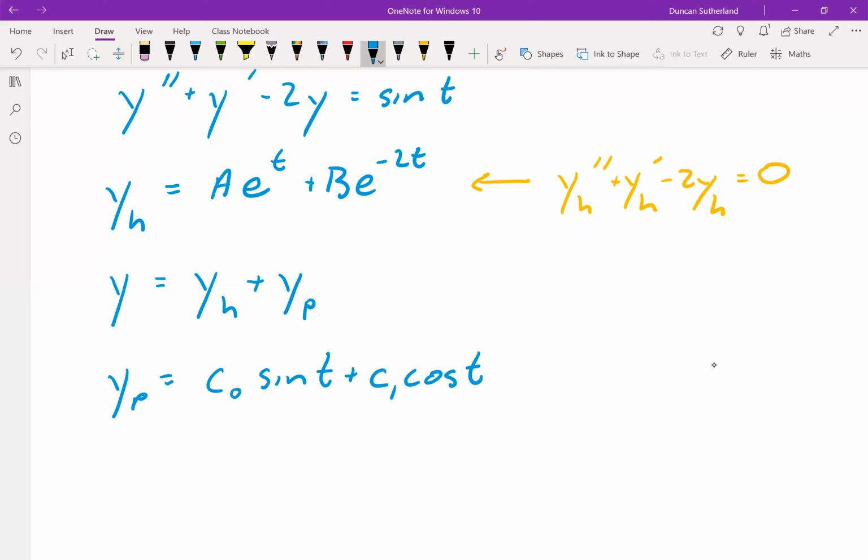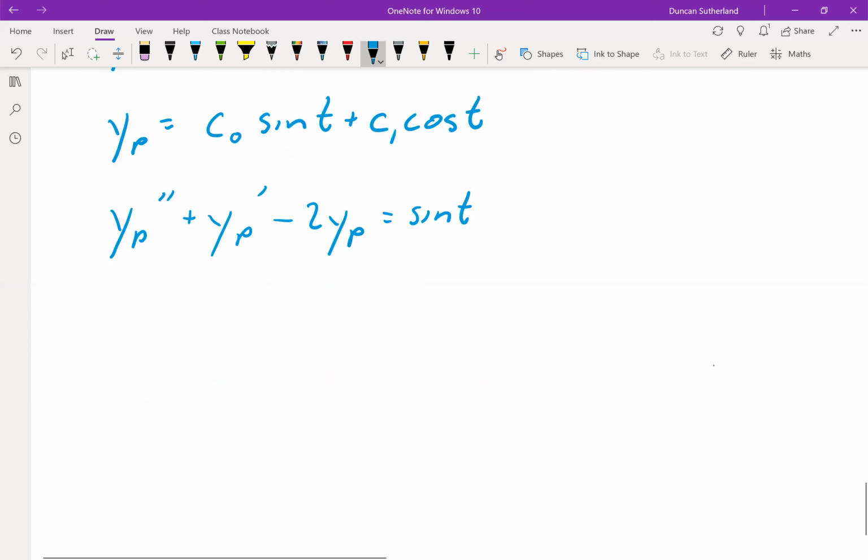When we sub this y into our ODE, the homogeneous part is going to contribute nothing because we're going to get a 0 from the homogeneous term here. So we can omit that and we can just jump straight to yp double prime plus yp prime minus 2yp equals sine t. Okay, so we need yp prime and we need yp double prime. So let's get differentiating.